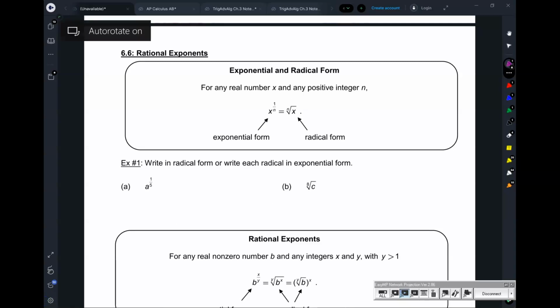So now we're going to talk about exponential and radical form. We're going to go from the radical form to also exponents. Okay.